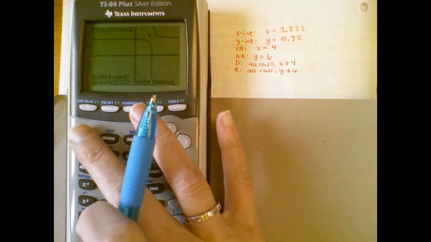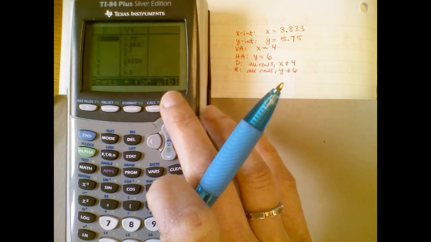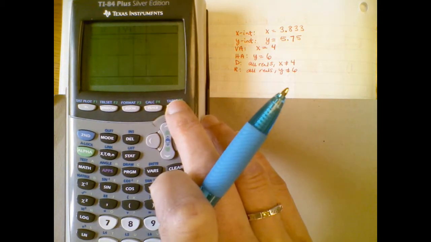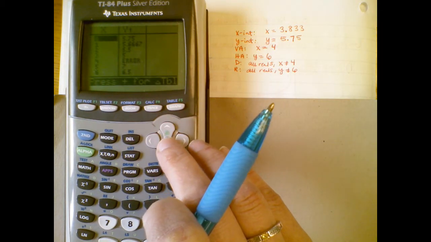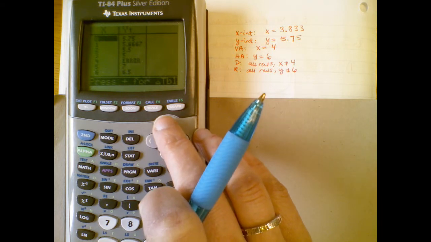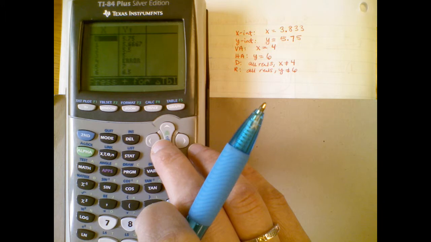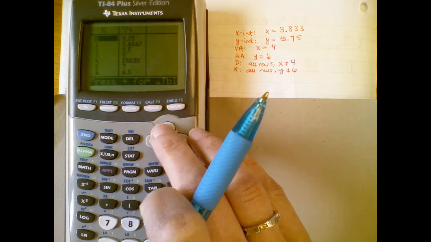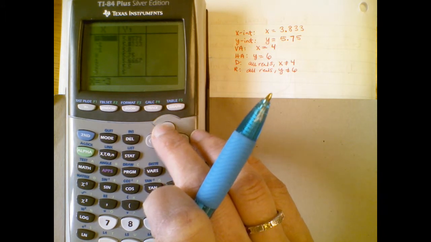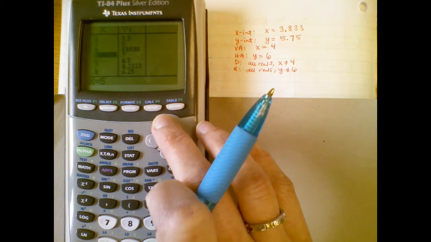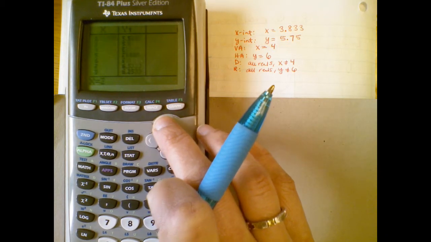So what we're going to do, we're just going to take a look at the graph, and we can try doing second trace. We can try zooming and seeing where the y value is 0. We can try to zoom, and it's not allowing us to find it on the table.